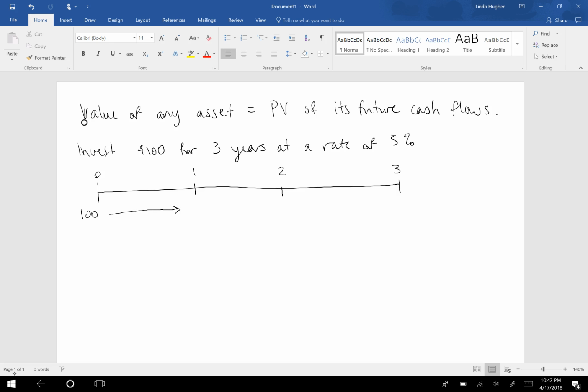As time goes on, this asset is going to earn 5% on top of the initial 100. So at the end of year 1, you'll have 105. That 105 is going to earn interest of 5%. And so we're going to earn interest on the interest, or see the impact of compounding here. That $110.25 will be invested at 5%. So at the end of year 3, our investment will be worth $115.76.